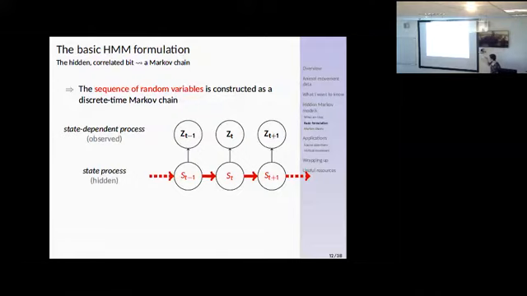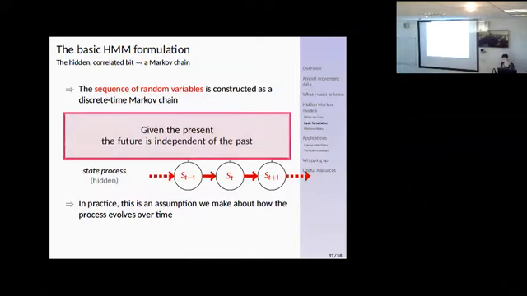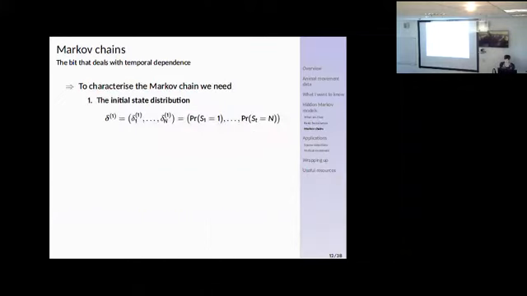And this hidden layer is constructed as a Markov chain, and we assume that it's a sequence of random variables. The Markov chain bit basically just tells us how the process evolves over time. So there's a one-step dependence. What we're assuming, given this underlying process is a Markov chain, is that given the present, the future does not depend on the past. So if you know something about the state, it means nothing about the previous state. So there's only a one-step dependence in these models, in the state process.